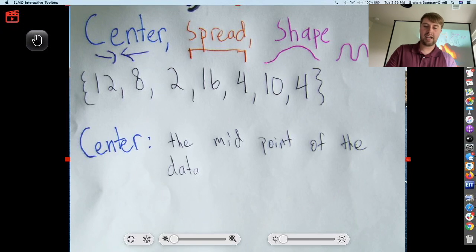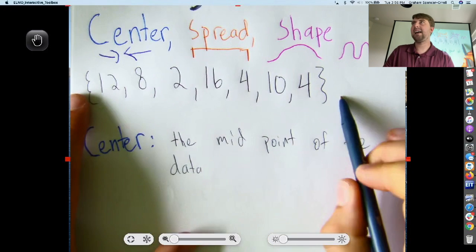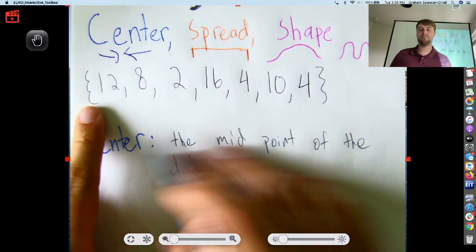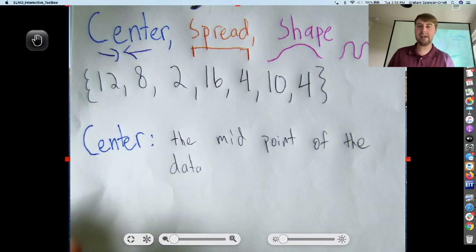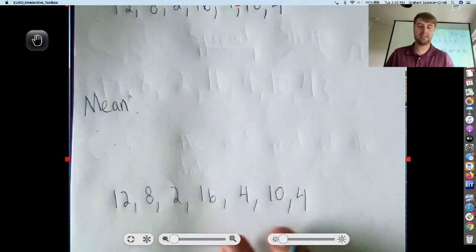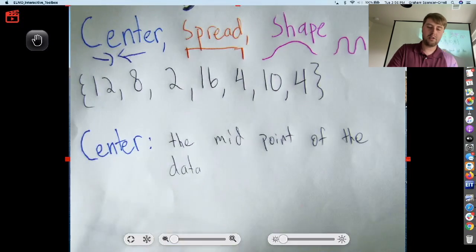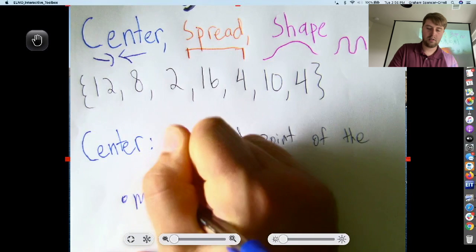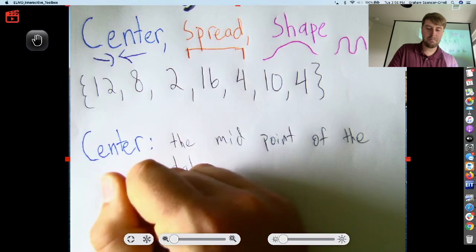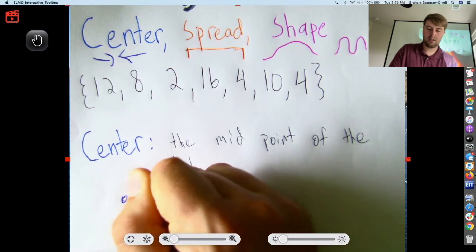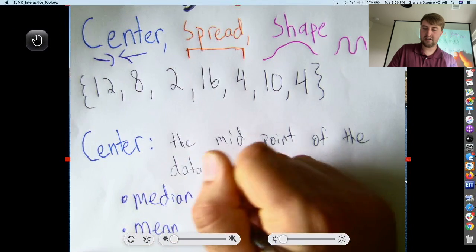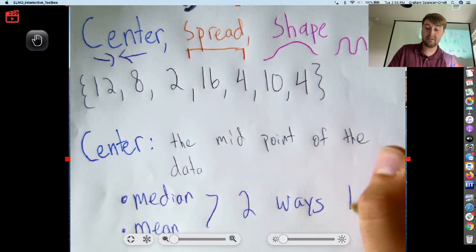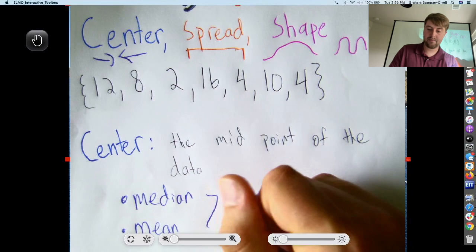data. Today we're just going to use this set of numbers that I had Miss Hayden pick. She's one of our 5th grade teachers. She picked those numbers for us. So we have 2 ways to measure our center. We are going to do the median and the mean. These are just 2 ways to measure the middle of the data.